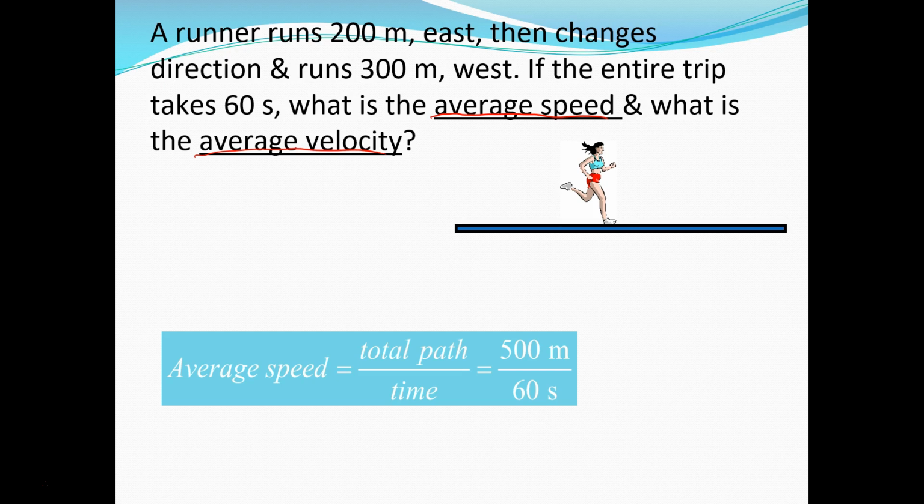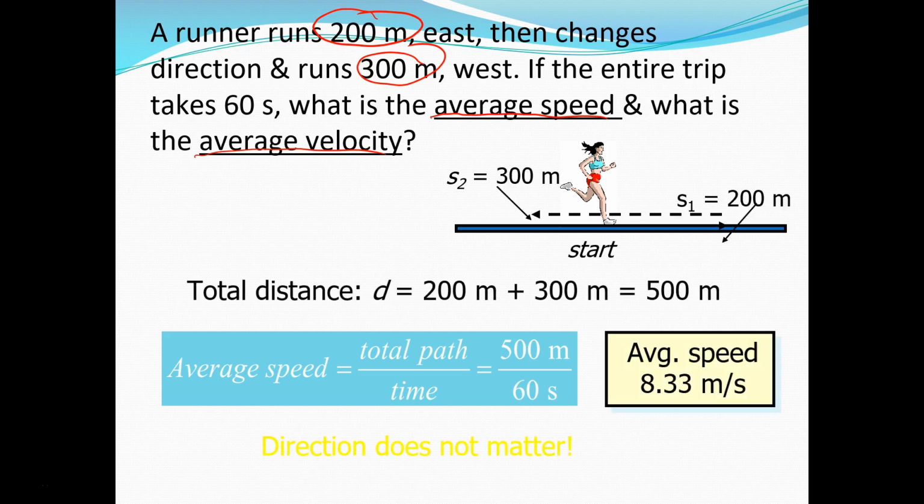Well, the first thing we're going to look at is average speed. And our average speed is our total path divided by our time. And in this case, our total path is going to be that 200 meters plus the 300 meters. So we've traveled a grand total of 500 meters in 60 seconds. That means that our average speed is 8.33 meters per second, which is pretty fast. That's a pretty good speed.